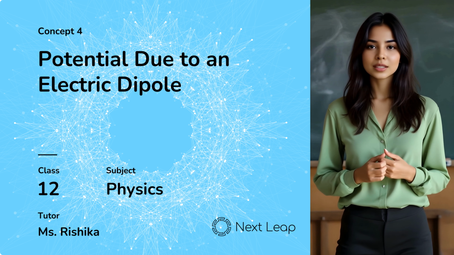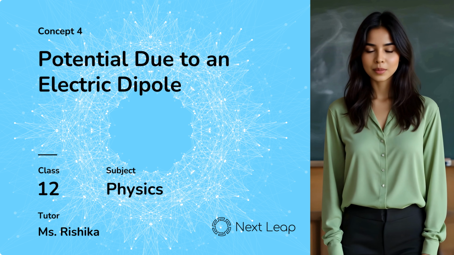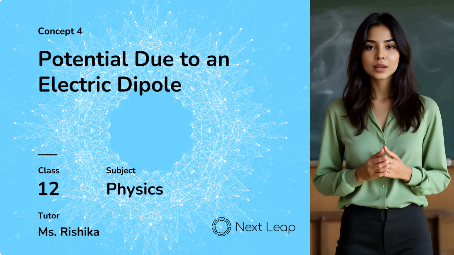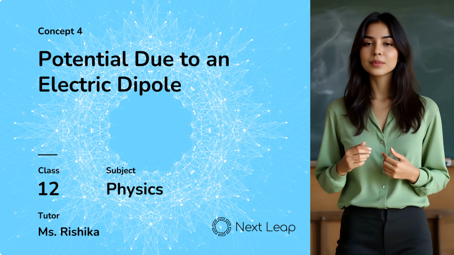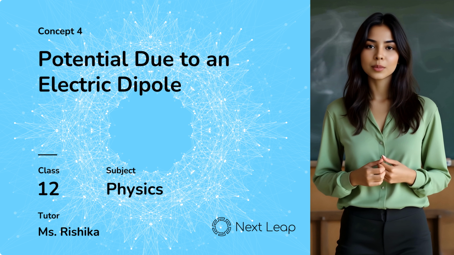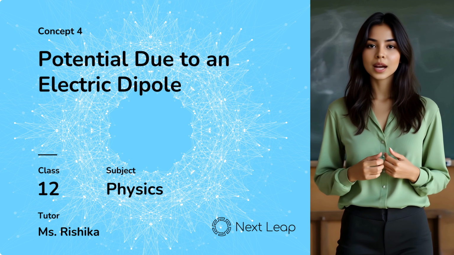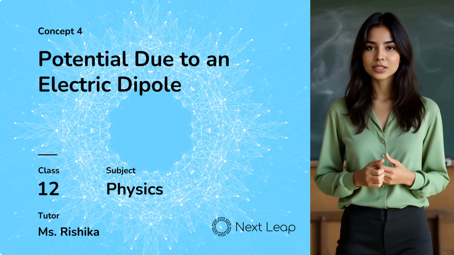Now imagine this. Instead of a single charge, we place a positive charge, say plus Q, and a negative charge, minus Q, separated by a small fixed distance. That's what we call an electric dipole. This dipole creates an electric field and, more importantly, an electric potential in the space around it.